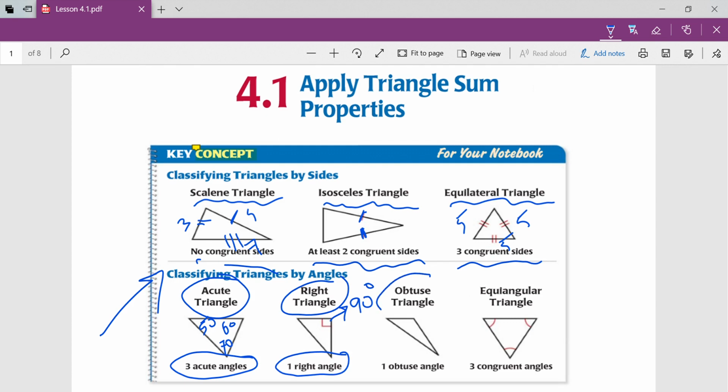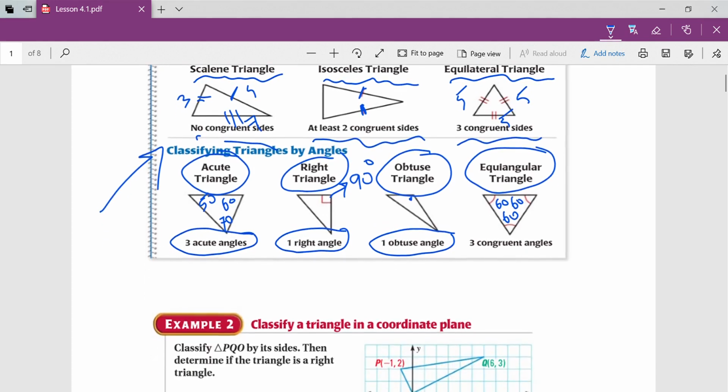The third kind is the obtuse triangle. Obtuse means this angle is greater than 90 and less than 180, so one obtuse angle in this kind of triangle. Finally, the fourth kind is the equiangular triangle, meaning 60, 60, 60, so they are all congruent, three congruent angles. Okay, let's go to the example.